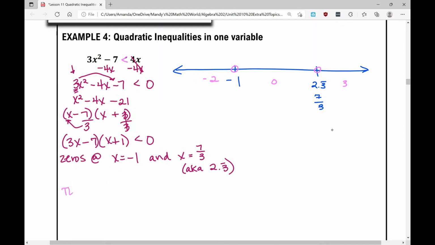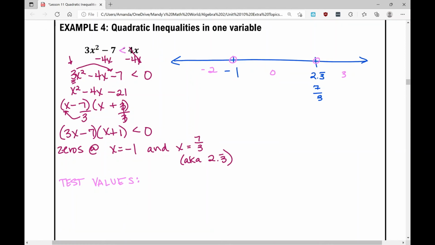So now let's test some values, or test some points. The first one I'm going to test is -2. And in this example, I'm going to plug in these values into my original quadratic up here, but I want you to know that each of these will work, right? They are the same thing. So I'm going to plug it into the original. So the first one I'm going to plug in is -2. I'm going to plug in 3 times -2 squared minus 7. Is it less than 4 times -2?